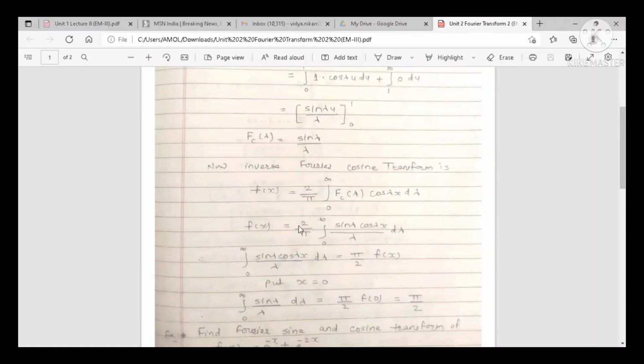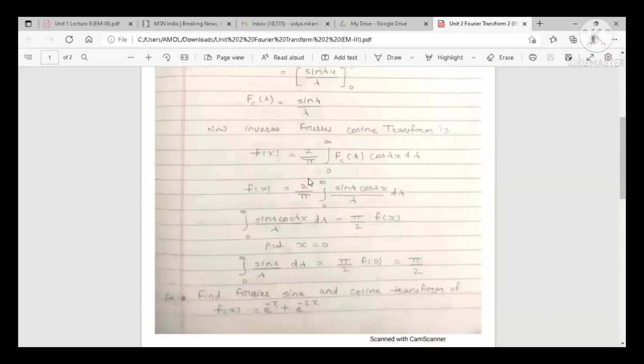And in the formula, the constant term is 2 upon π. Now to find the value of this integration, you transfer this term 2 upon π to the LHS. If we transfer it there, it will be π by 2 into f(x). We just rearrange the terms, and we have this new result: the integration over 0 to infinity of sin λ cos λx upon λ dλ is equal to π by 2 into f(x).